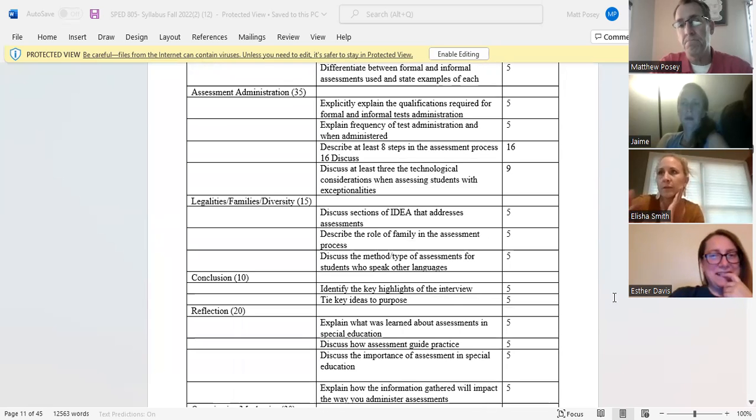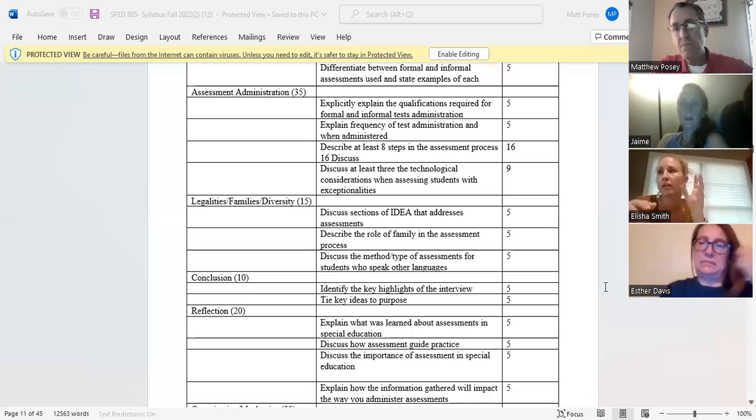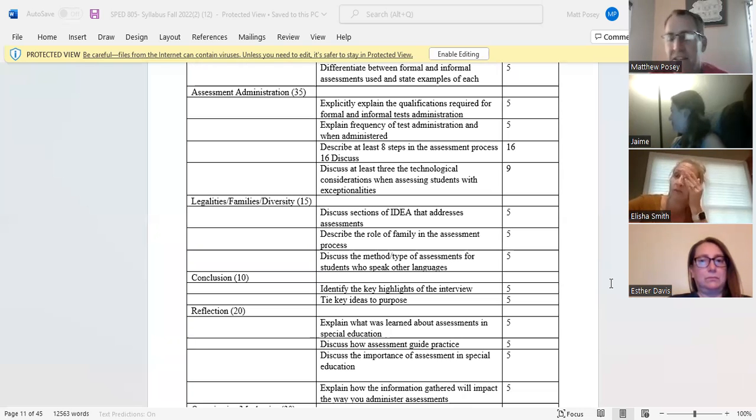I was wondering the same thing. So if I use Easy CBM in 2 different areas, say letter recognition and geometry and math, I can just collect at least 6 different data points in those 2 assessment areas? That's right. That's exactly right. You can. Just double check.